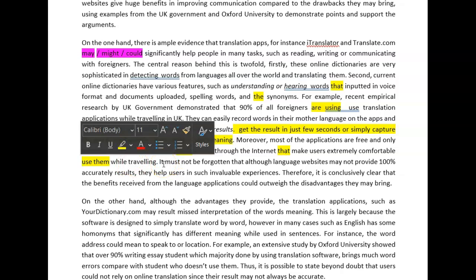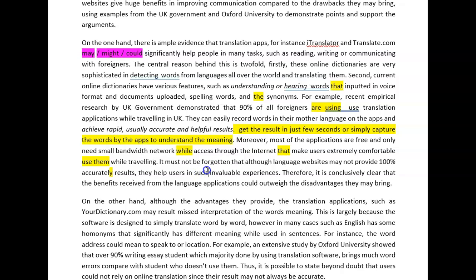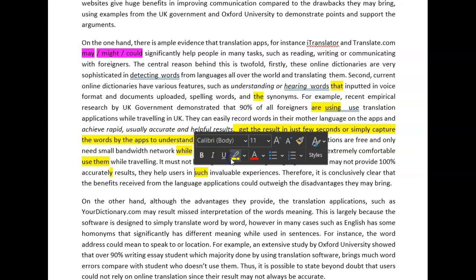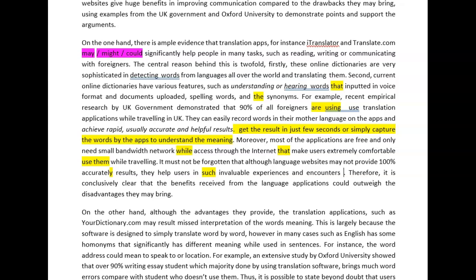It must not be forgotten that although language websites may not provide 100% accurate results, yes, good, they help users in such invaluable experiences. Yes, why don't we, instead of such, let's have many invaluable experiences or encounters. Put both in. Encounters is like meetings. Therefore, it's clear that the benefits received from the apps could outweigh the disadvantages. Absolutely. Super. Really, really good.